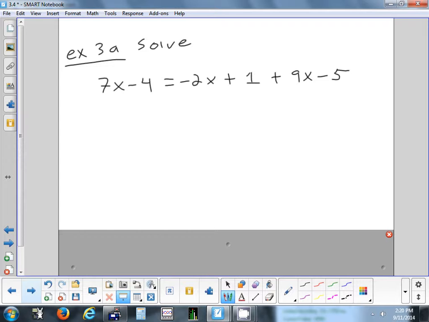Combine like terms. Sam, on this side of the equal sign, give me one set of like terms, and I want the sign that goes with it too. Negative 2x and positive 9x. Awesome. Justin, give me another set of like terms with their signs too, please. Negative 4 and positive 1.